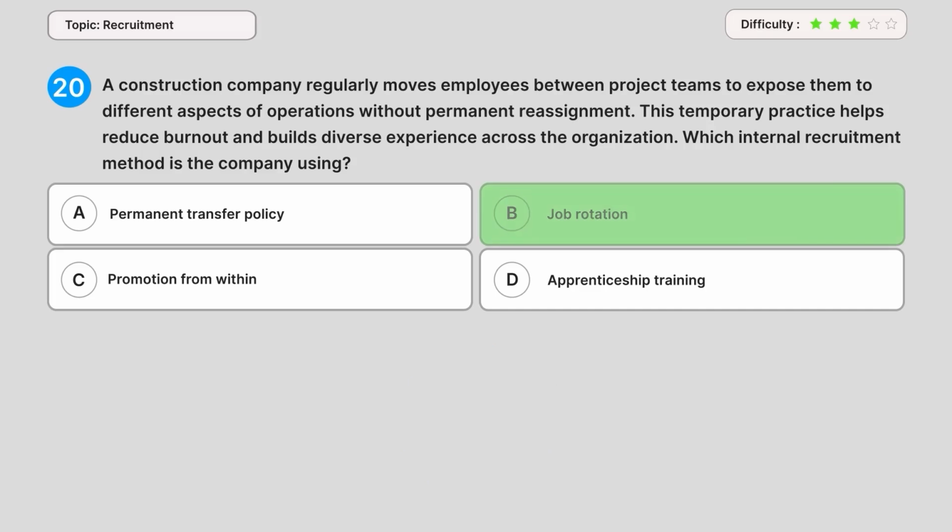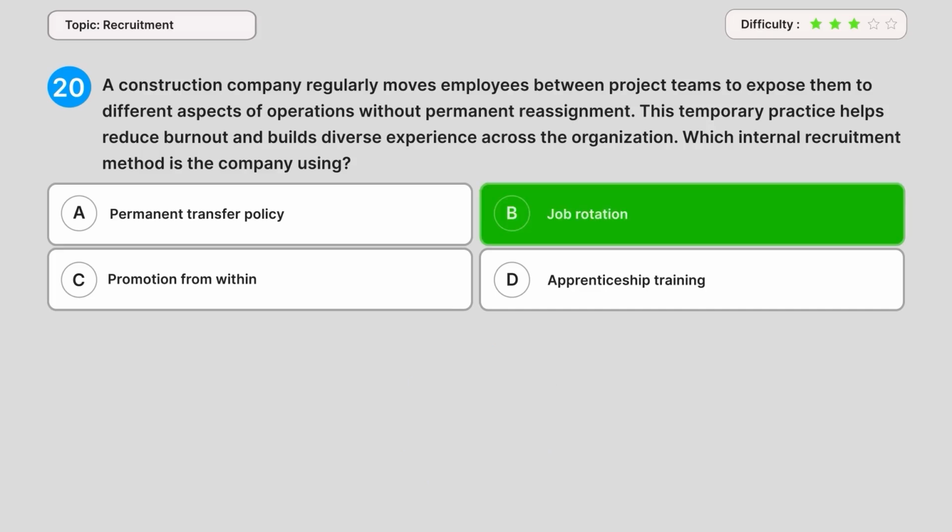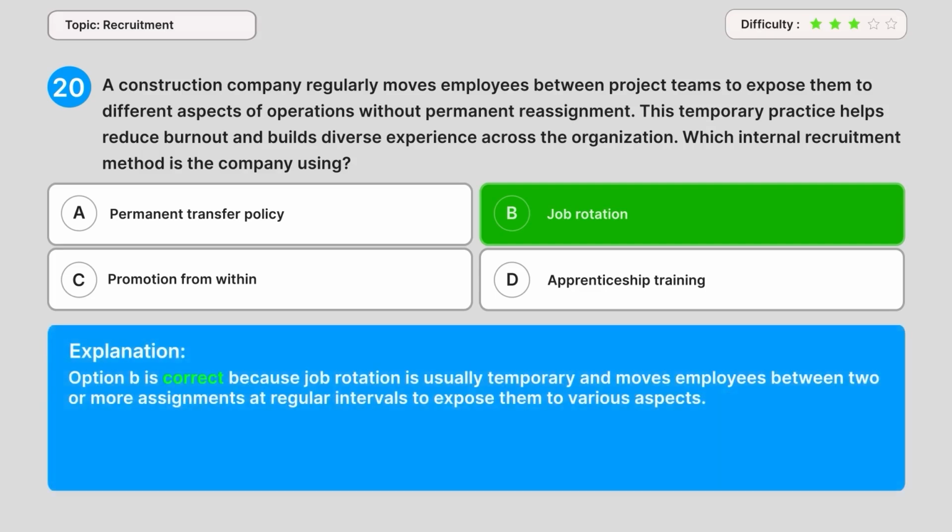Correct answer: B. Job rotation. Explanation: option B is correct because job rotation is usually temporary and moves employees between 2 or more assignments at regular intervals to expose them to various aspects.